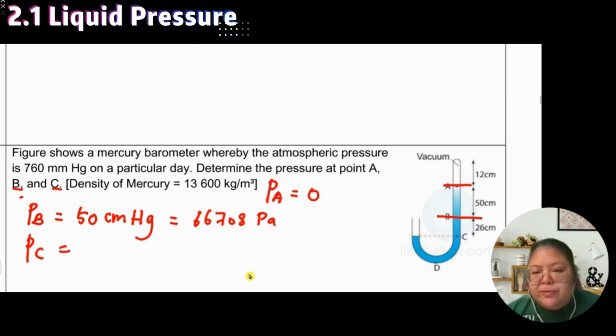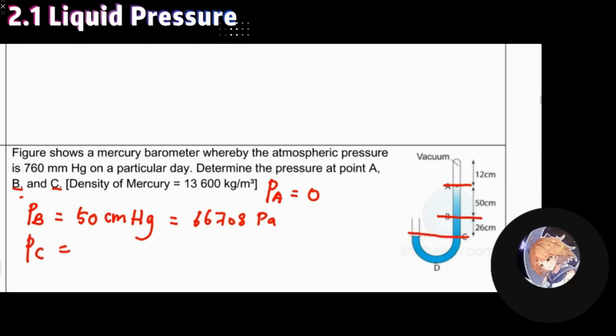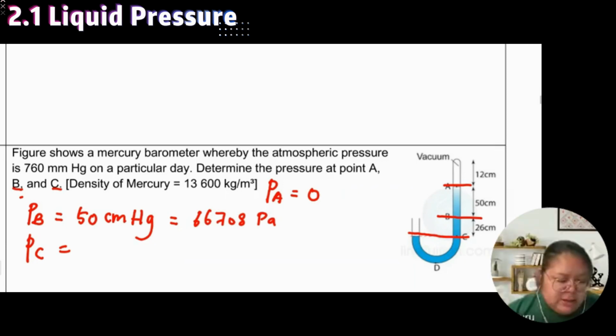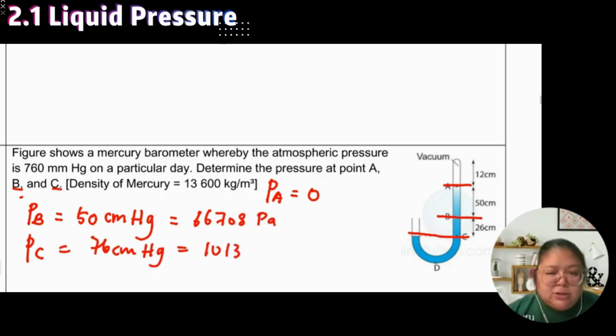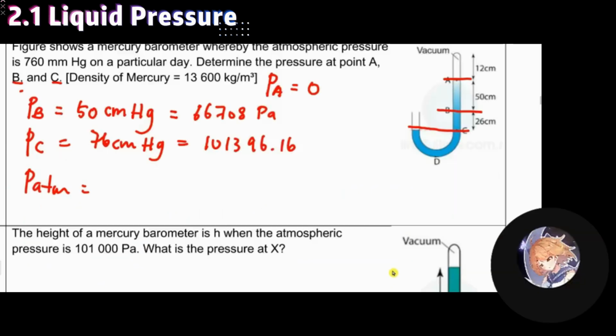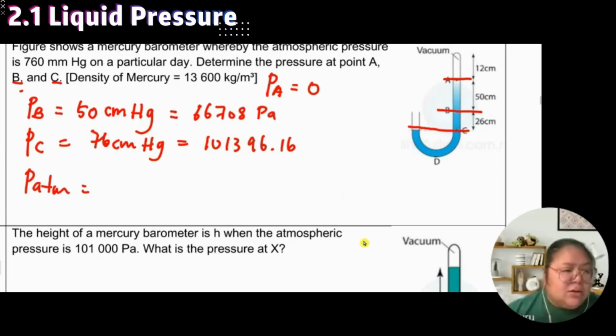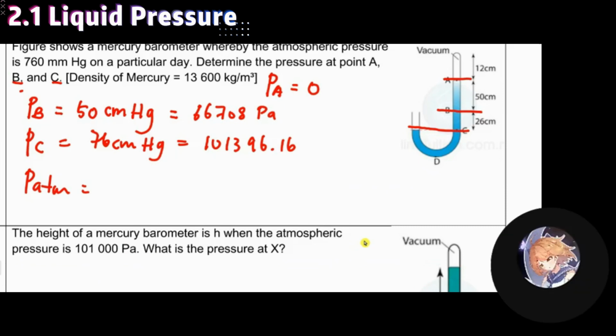So just look above again. Two of them, 76 cm Hg. So that means there is 76 cm mercury. Or you want to write Pascal, the last one: 101396.16. Okay, I want to ask one more question. What is atmospheric pressure? Should we write Pascal? Pressure is pressure, Pascal is the unit.